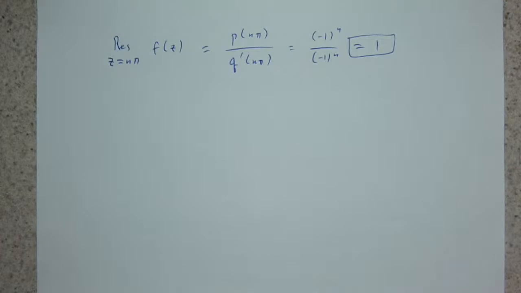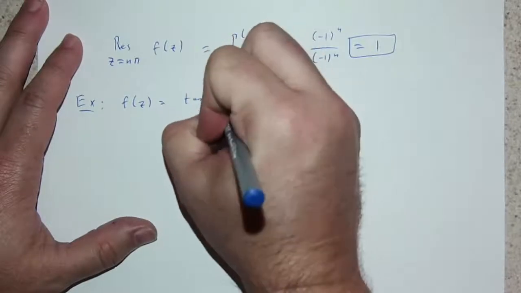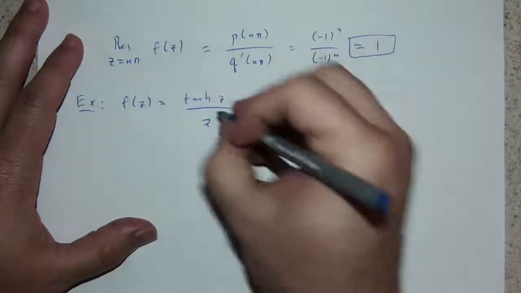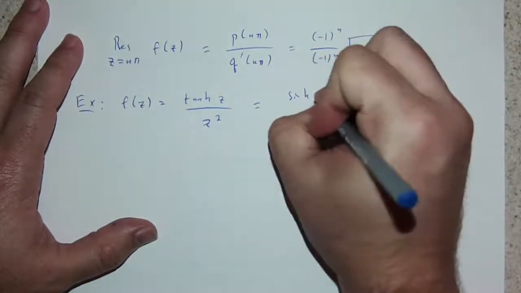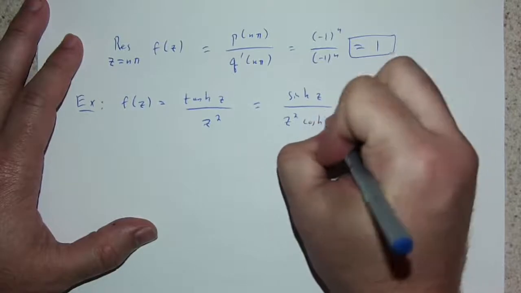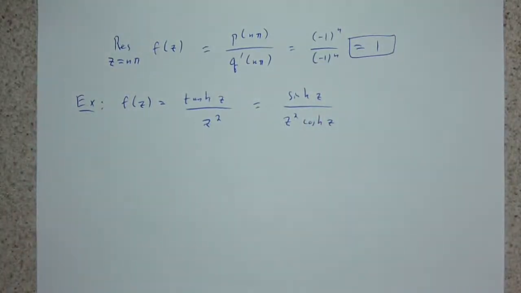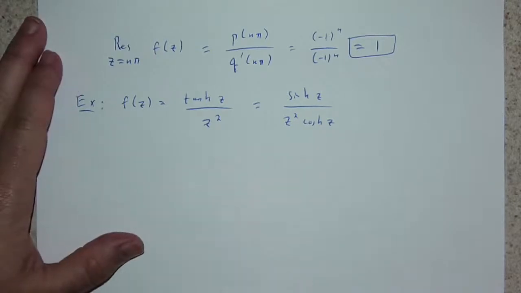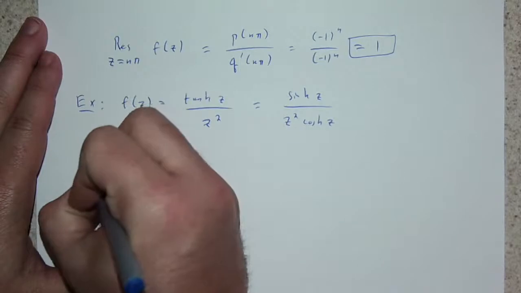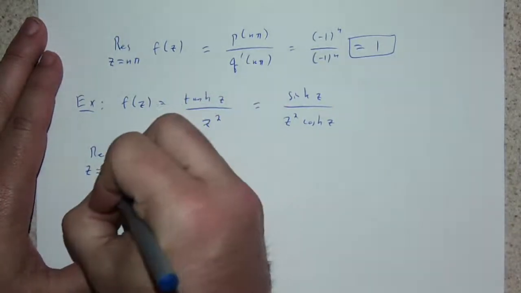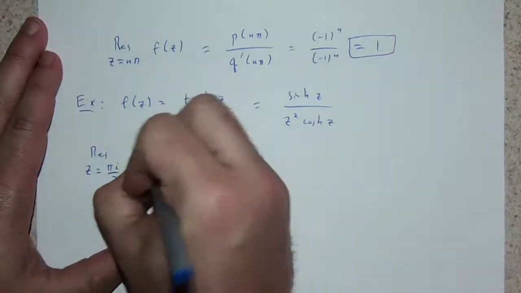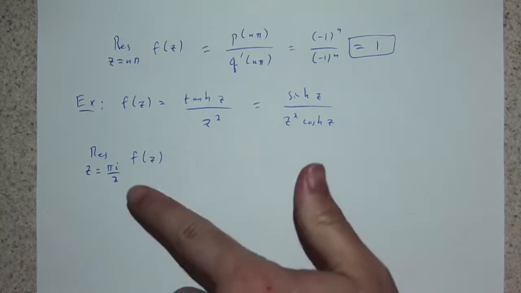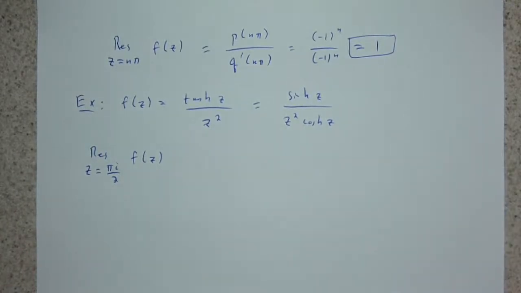Let's do another quick example. So let f of z be equal to hyperbolic tangent of z over z squared. Or another way of writing this is sinh z over z squared cosh z. And let's compute the residue at the point pi I over 2 of f of z. Well, first of all, is this a singularity? Yeah, it's a 0 of the hyperbolic cosine.